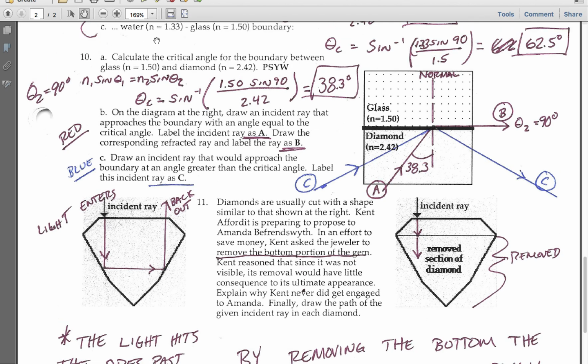So according to 10, we calculated this critical angle of 38.3 degrees. So if I were to hold a laser beam along this in a diamond, I would not really see any laser beam enter the glass. It would kind of follow along the boundary here. And then if I were to move that laser and surpass 38.3 degrees, maybe go 40, 45, 50, I would see total internal reflection. All of the light would be reflected back along the boundary back into the diamond.